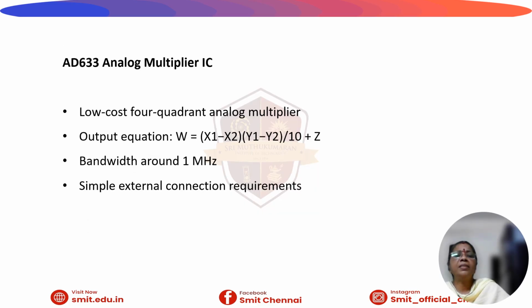As discussed earlier, the AD633 analog multiplier IC is a low-cost four-quadrant analog multiplier, and the output equation is given as W equals (X1 minus X2) times (Y1 minus Y2) divided by 10. The bandwidth is around 1 megahertz, and no external components are required. Even if required, it has a simple external connection.